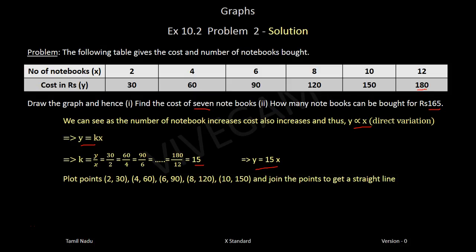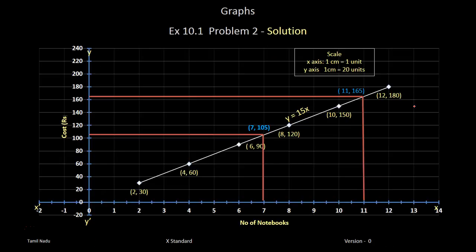Okay, right. So what are the points which need to be plotted? (2, 30), (4, 60), (6, 90), (8, 120), (10, 150), (12, 180). So these are the points which we'll have to plot. Once we plot, we'll get a graph and then use that graph. You can find the cost of 7 notebooks as well as how many notebooks you can buy for 165 rupees. Okay, right. Let's go and plot it.